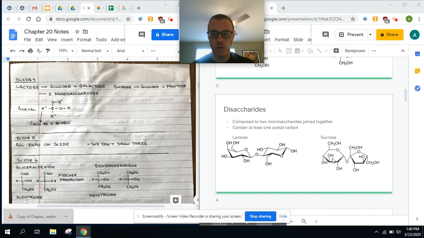Sucrose is glucose here and then fructose here. So we have another acetal carbon right there. You can see it's bonded to an O and bonded to this O. Because of that, we have an acetal carbon right there. That's how we bind 2 monosaccharides together in order to get a disaccharide. And then if we move on down, here you can see just a little acetal drawing just to make sure we remember what those are.